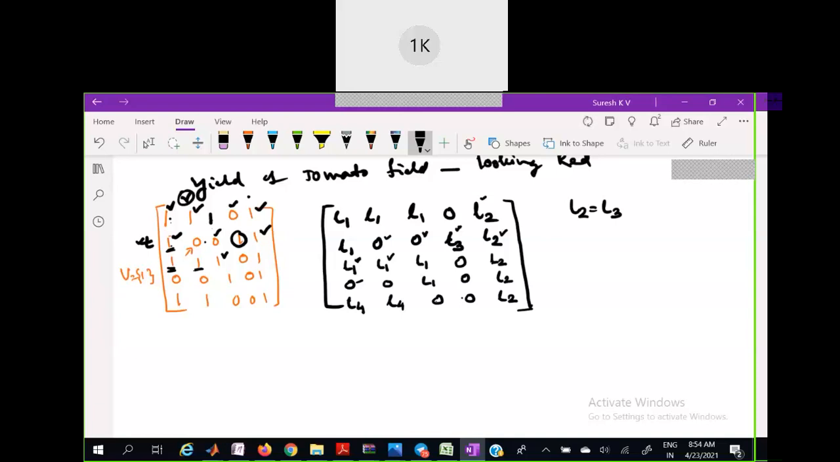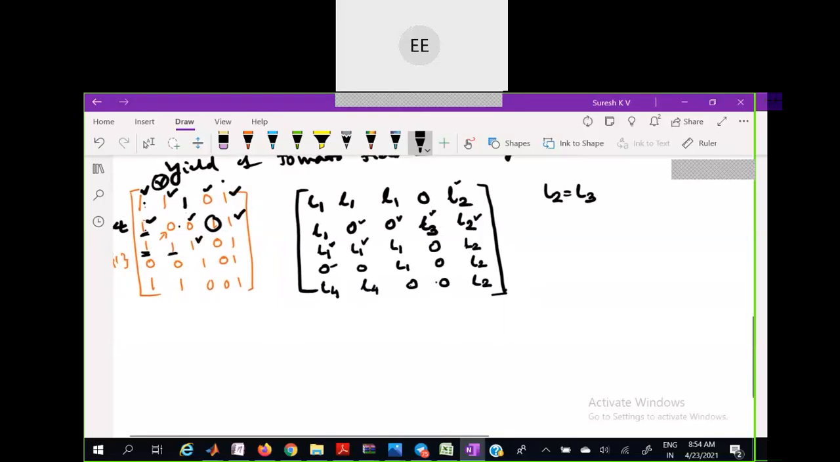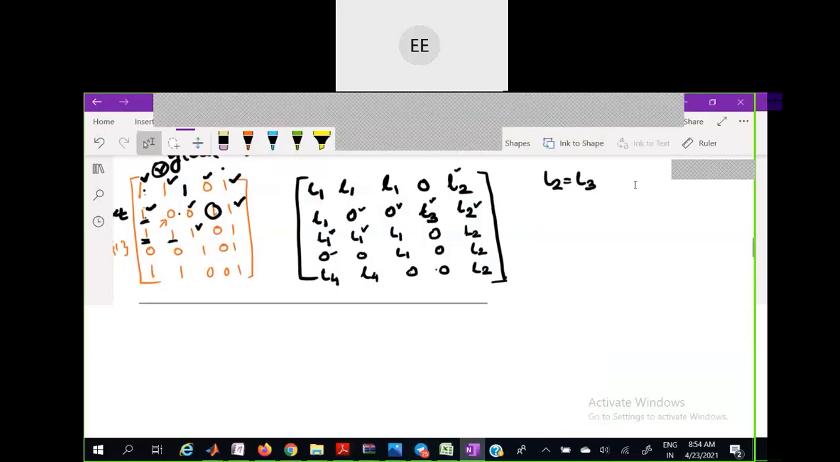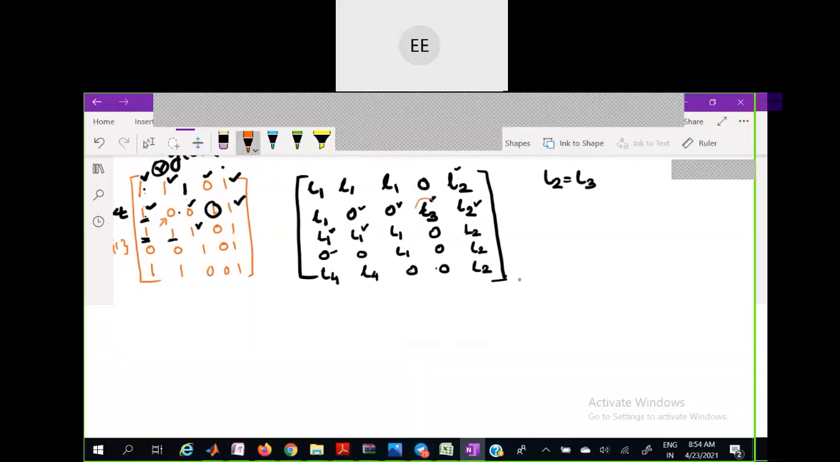Yes, sir, clear. Okay. So the next pass is, that's what it says. Let us go back to the algorithm. We have completed up to this. Do a second pass by considering the equivalent classes. So now I have to look at these classes. The only thing is L2 and L3. Wherever you have L3 in the second pass, make it as L2. That's all you have to do. So I will just make this L2 now. There is no L3 now because L2 and L3 are same.